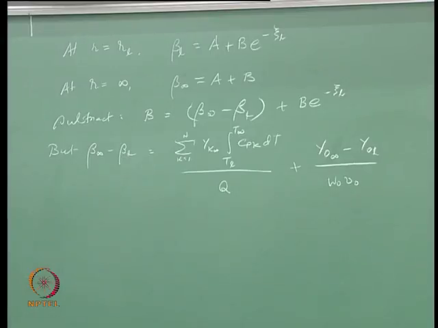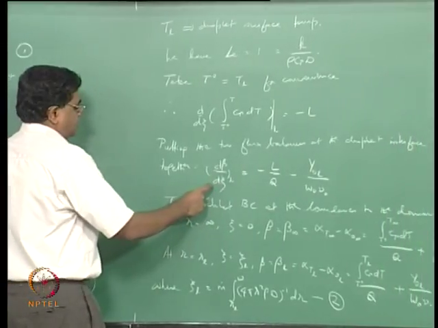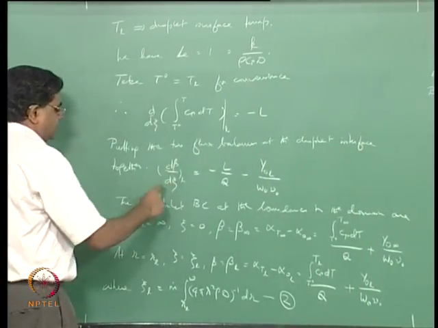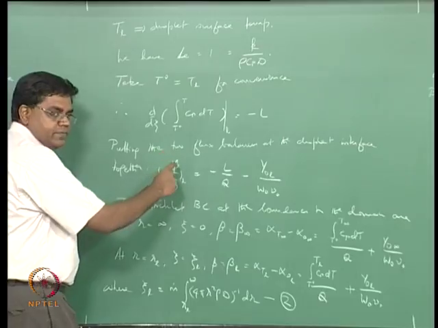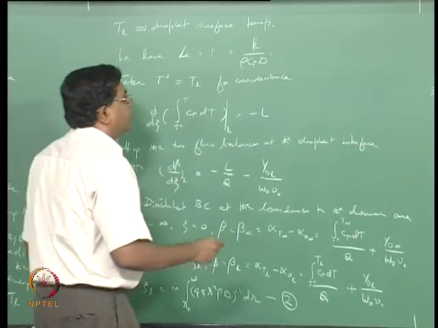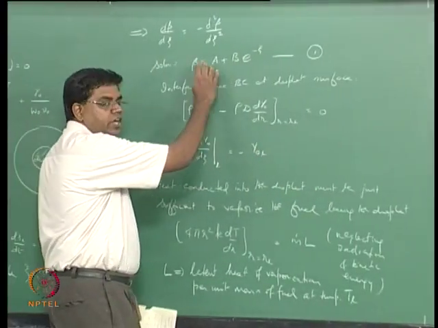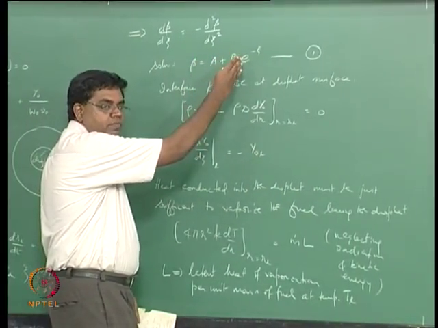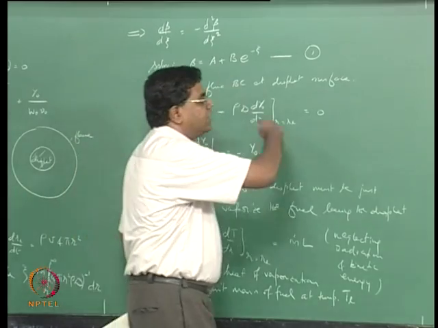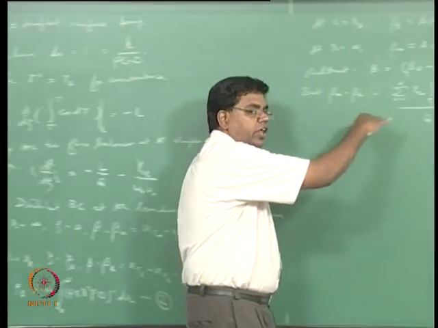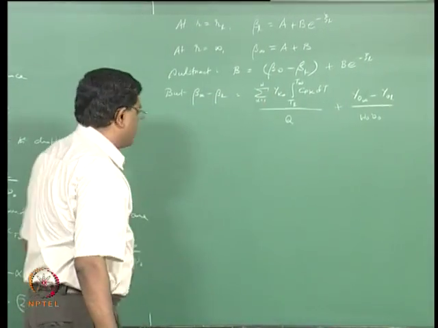Fortunately, the interface flux condition put together in terms of beta has it in terms of derivative. So if you have it in terms of derivative, A automatically drops out. You try to take a derivative here, A doesn't even show up, B shows up. And between that and this, we will eliminate B as well. That's it, that's what we are going to do.